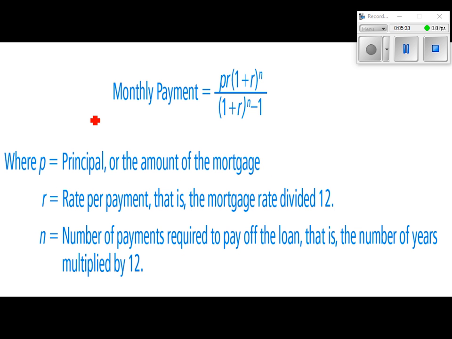This is the big formula that we used to find the monthly payment. This is probably a little more precise than the other formula. With this big formula, just remember that P stands for principal. That's how much you're actually taking out for the loan. Your rate, they're going to give you a percentage.